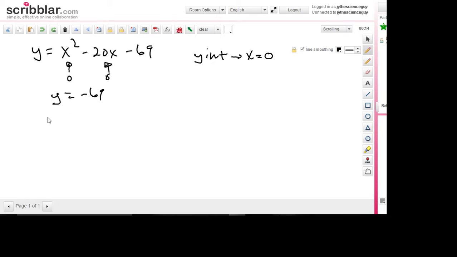Okay, so we make the y 0. We still have the x squared minus 20x, so we'll make that a 0. Then we'll add 69 to both sides. No. Whenever you have a quadratic, you have to factor it. So when it's asking you where it crosses the x-axis, it's asking you to find the zeros. How did I find the zeros before? Do you remember what I did?